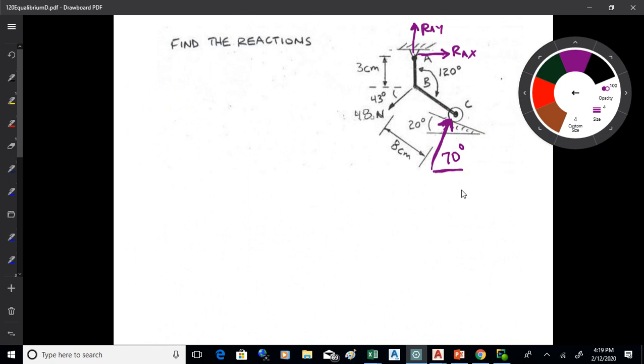About A, because it's a pin joint, there are 2 unknowns there. If I take a moment about A, I can solve for what's going on at C, can't I? I can get RC if that's the case. Okay.